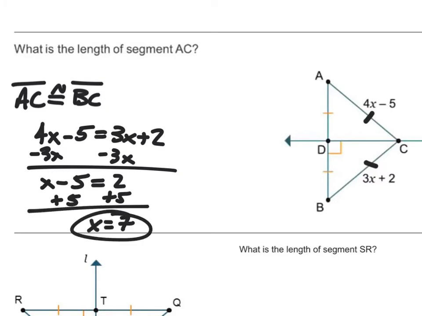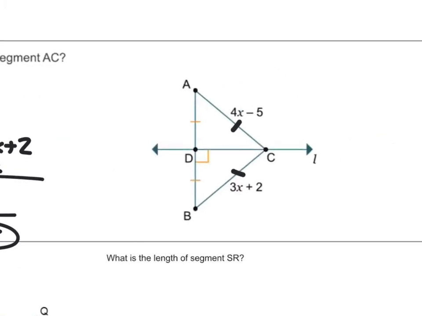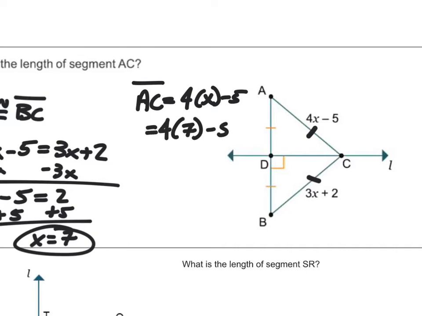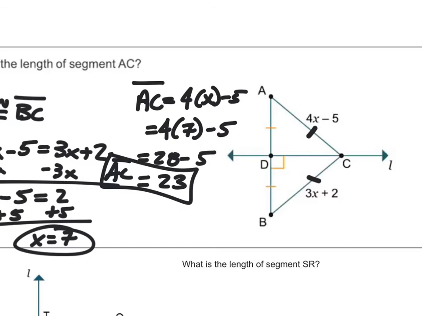Okay, now I'm not done yet. I still need to figure out what AC is. And so I know that AC is equal to 4 times x minus 5. So if I plug in 7, I'm going to get 4 times 7 minus 5, which gives me 28 minus 5, which gives me a length of 23. Okay, and that's what AC is equal to, and that's what we tried to figure out.